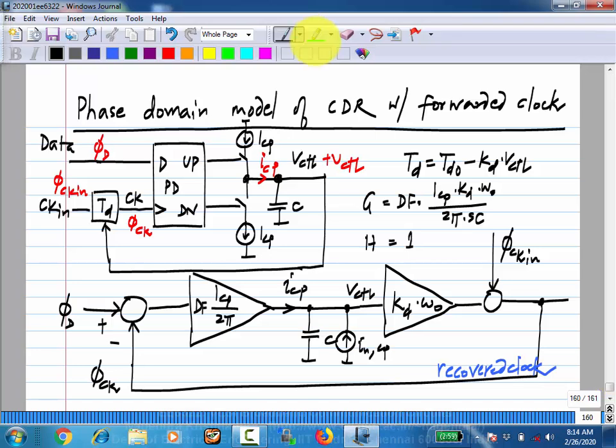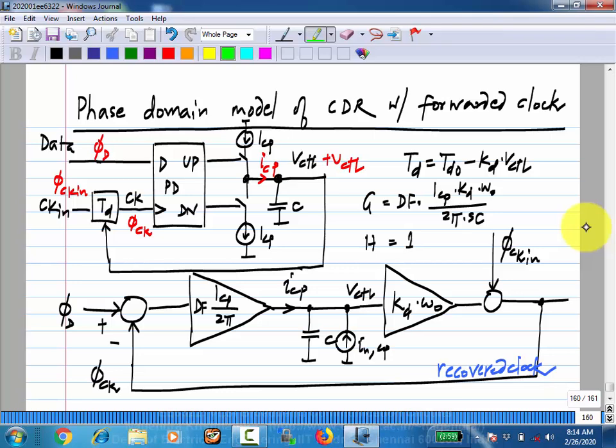Which of the other transfer functions will it resemble? Can you get this easily from the other answers you already have? So I want the output phase divided by INCP. We already calculated phi ck by phi d and phi ck by phi ck in. Which one is it related to? Phi ck by phi d, right?